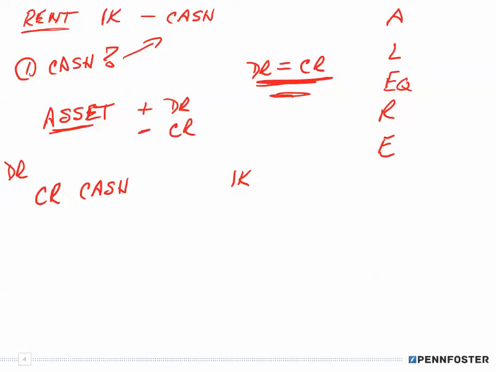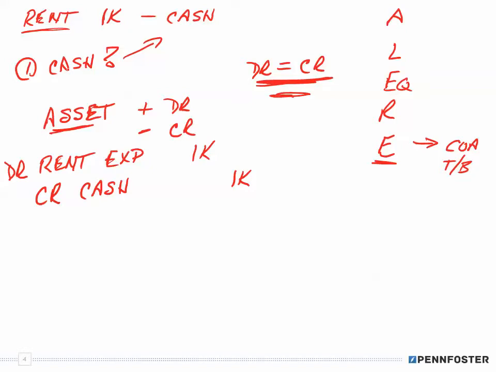So all I need to do is look at my chart of accounts, or my trial balance, and look at my general ledger accounts under those expense accounts and choose whatever expense account seems the most appropriate. In this case, it happens to be rent expense. And that means I would debit rent expense for 1,000. So basically what I did is I backed into that journal entry.